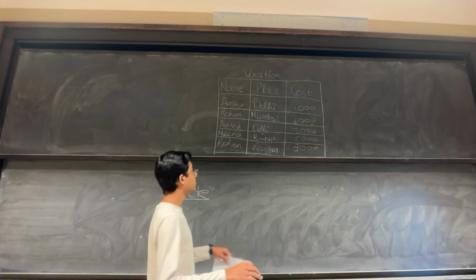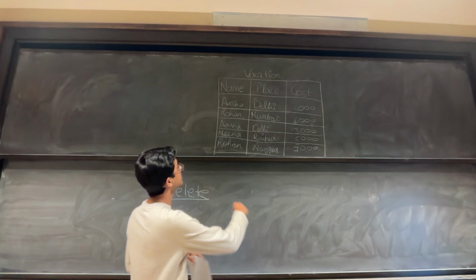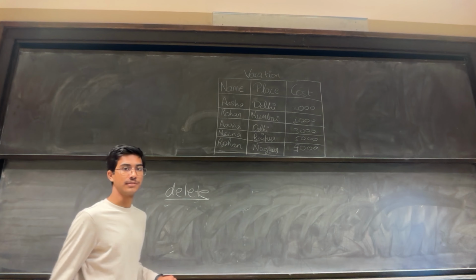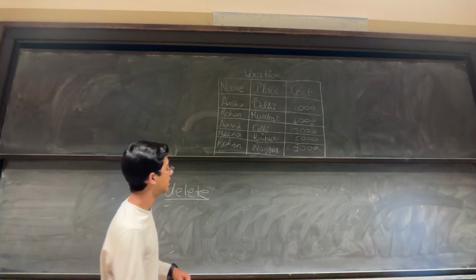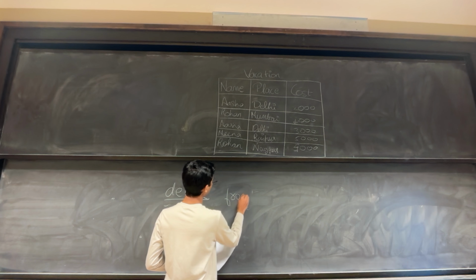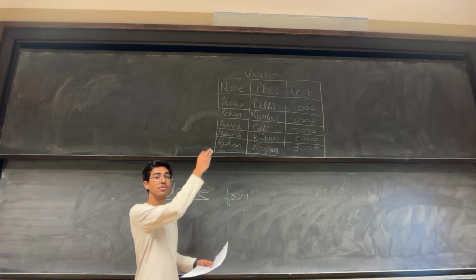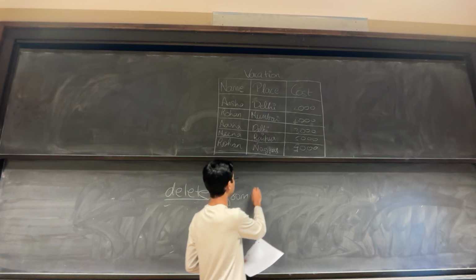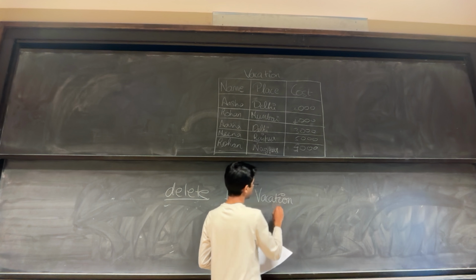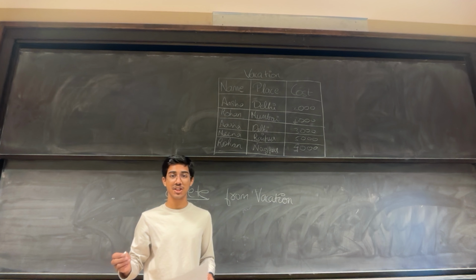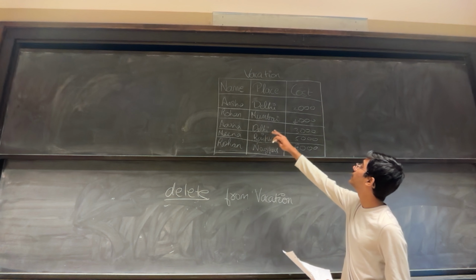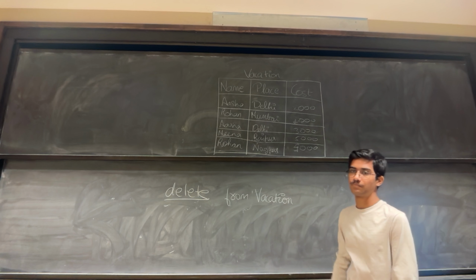So if I wanted to delete a particular record, let's say I want to delete Asha Delhi 2000. So the way I would do that is I would write delete from, where do we want to delete from? We want to delete from vacation table. So delete from vacation. What do I want to delete from vacation? I want to delete Asha Delhi 2000.